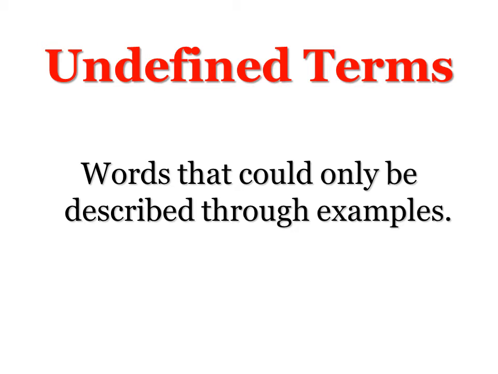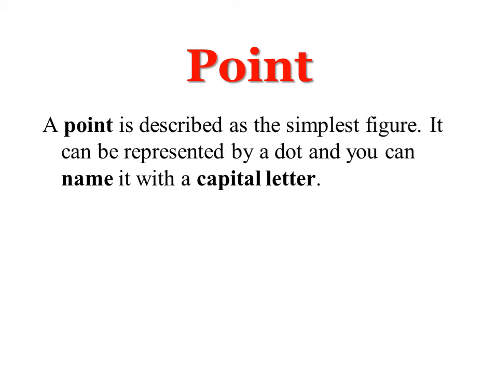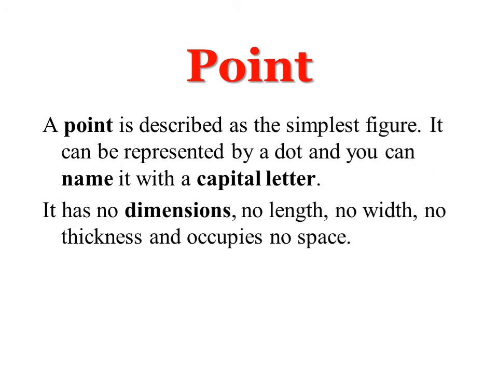The first one is a point. What is a point? A point is described as the simplest figure. It can be represented by a dot and you can name it with a capital letter. Take note, class, you will use a capital letter in naming a point. It has no dimension, no length, no width, no thickness, and occupies no space. A point has only location.